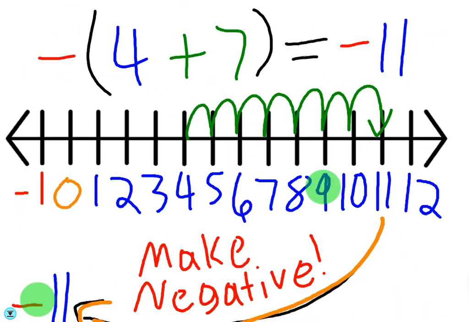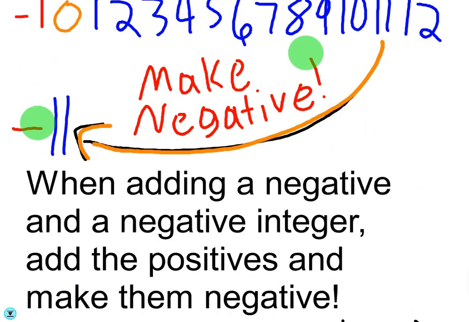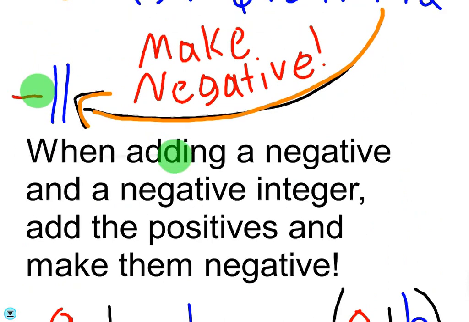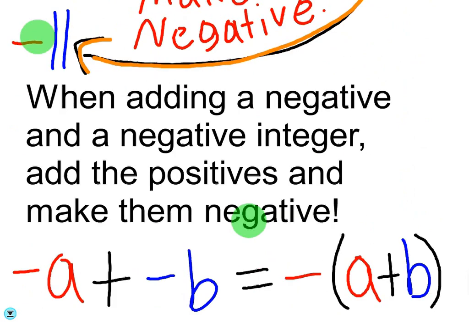Okay, sometimes students confuse this with multiplying two negatives. That's not the same lesson. Here we're adding two negatives. If you start with debt and you add more debt, guess what? You're still in debt. You're still negative. So the gist is, when adding a negative and a negative integer, and it doesn't have to be integers, it could be decimals, but when adding two negative numbers, add the positives and make them negative. So for example, -a, this could be -9, -3, whatever, plus -b, whatever that negative number is. Just add a and b and then make the answer negative. This is the easiest and quickest way to add two negative integers.